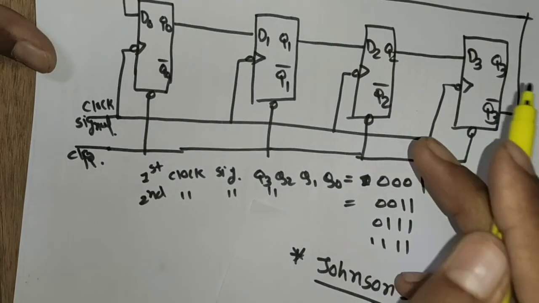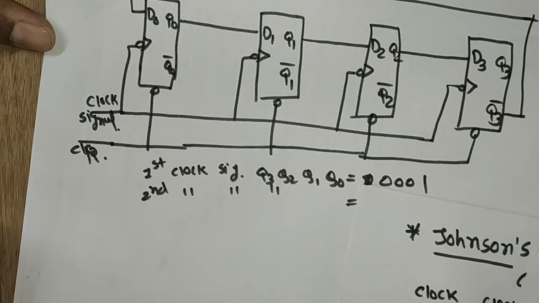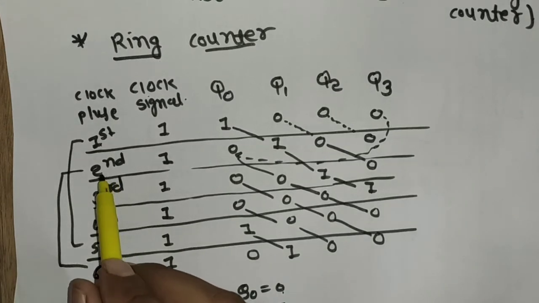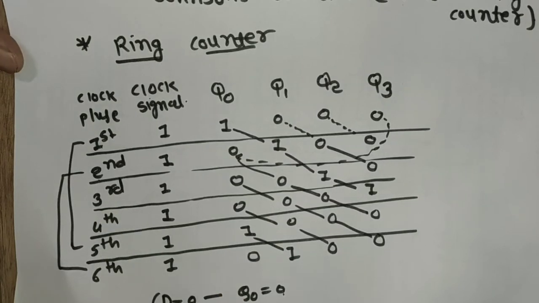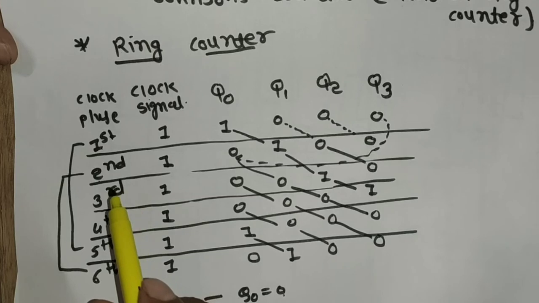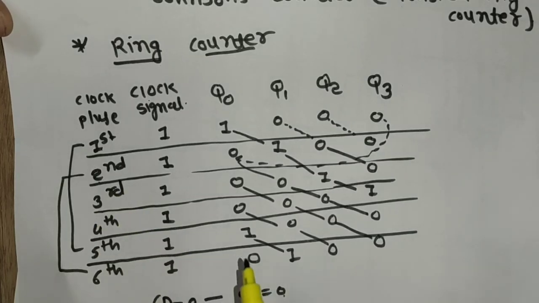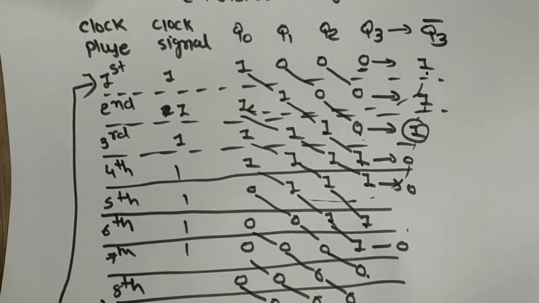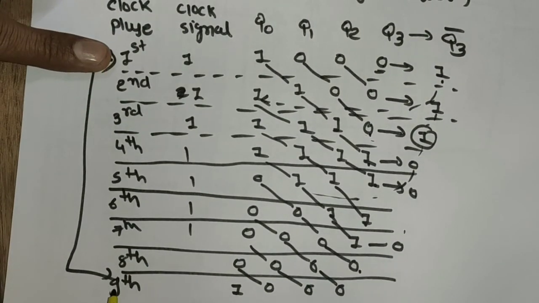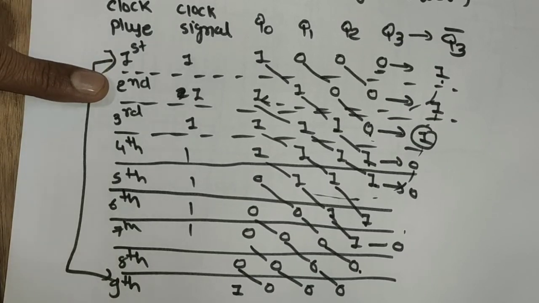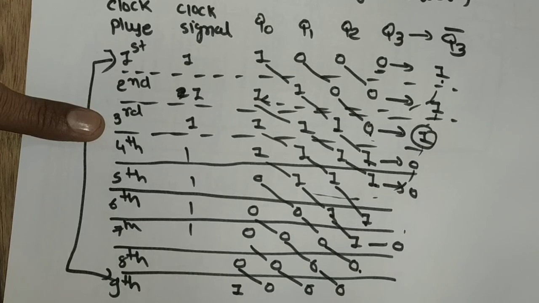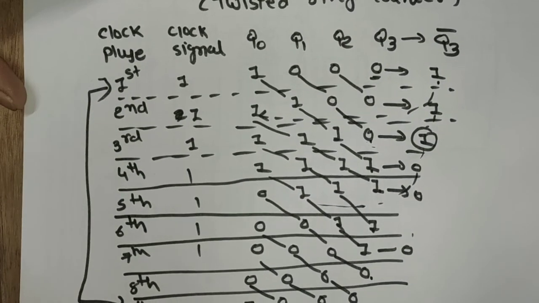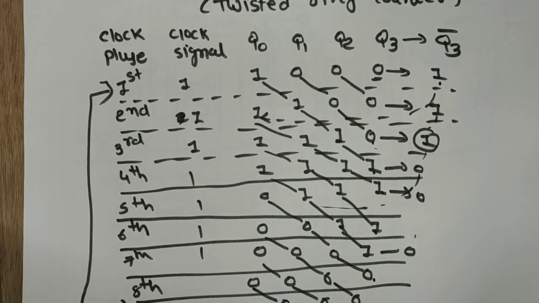And due to this change, in the ring counter the first and fifth clock pulses are the same, the second and sixth clock pulses are the same, the third and seventh clock pulses are the same. That means after every fourth clock pulse we get the repeated clock signals in case of the ring counter, and in case of the Johnson counter that occurs after 8 clock pulses. That means the first and 9th clock pulses are the same, the second and 10th clock pulses are the same, the third and 11th clock pulses are the same, and the fourth and 12th clock pulse outputs are the same. So this is the major difference in designing the ring counter and the Johnson counter.